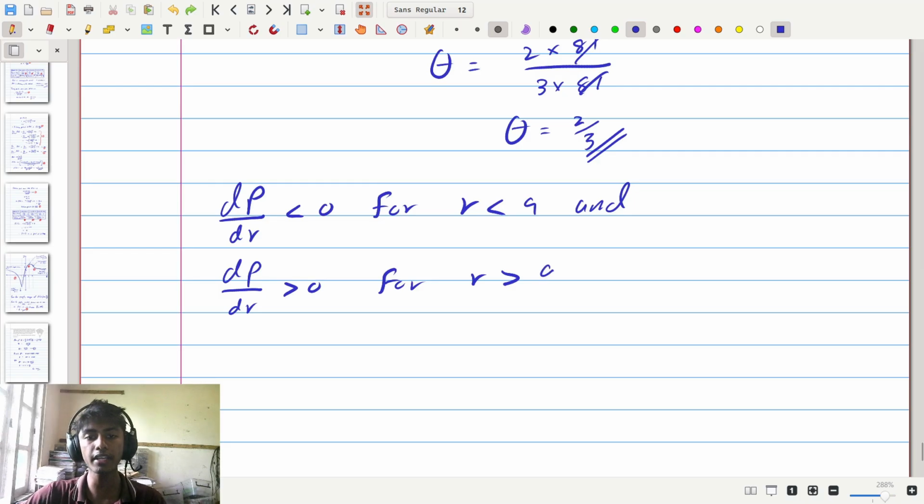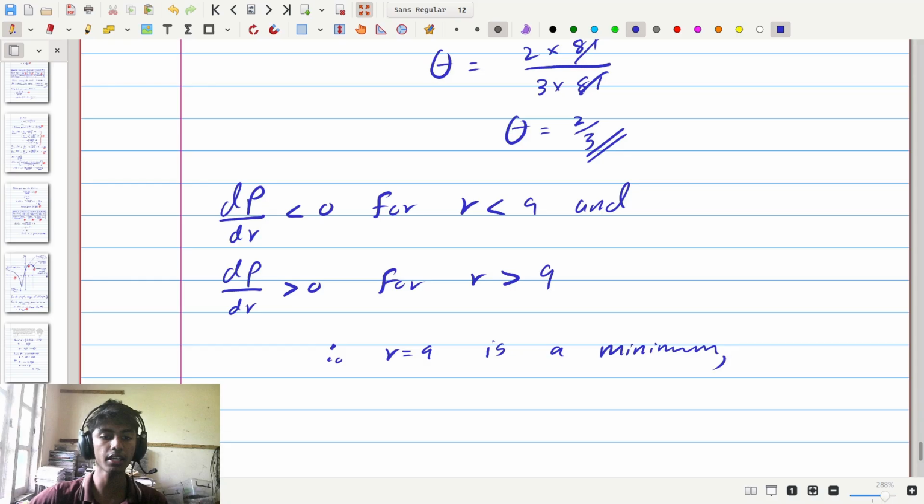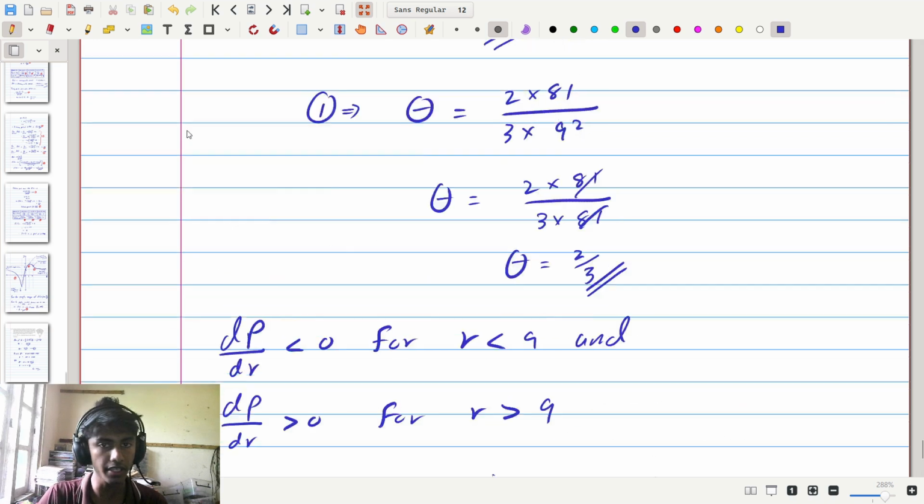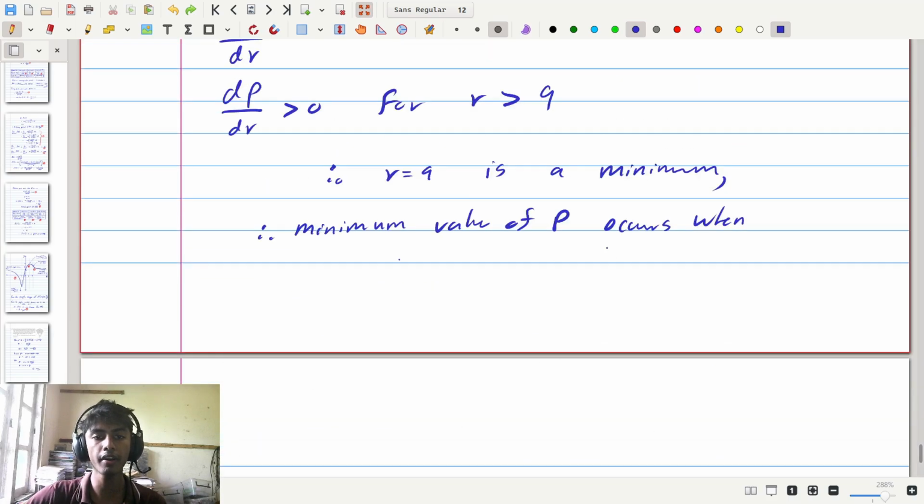Now according to that, we can say therefore r equals 9 is a minimum, and with that we can say therefore the minimum value of P occurs when, and we can write the two values of r and theta, which are r equals 9 and theta equals 2/3. So you can write when r equals 9, comma, theta equals 2/3, and with that we are done with this question.